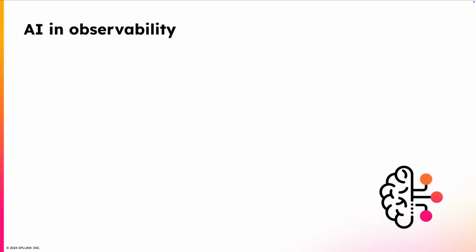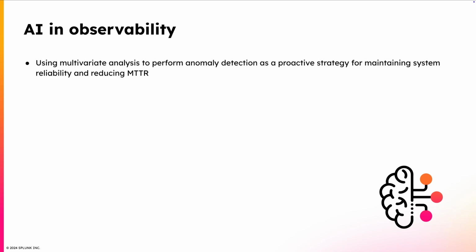AI is proving to be invaluable in helping organizations proactively identify and resolve issues faster and more effectively. One of the key sessions that demonstrated the practical application of AI in observability used multivariate analysis for anomaly detection. Traditional monitoring techniques often rely on individual metrics like CPU usage or memory consumption, but these metrics alone don't always tell the full story, and they might not clearly indicate service degradation.